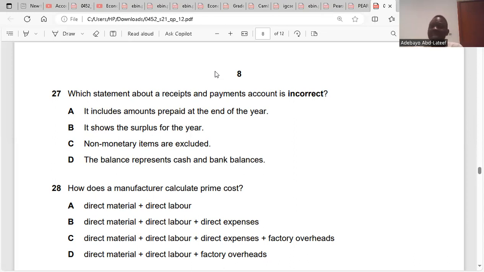Then the balance represents cash and bank balances. Do you understand? Because I told you earlier that as soon as your receipt and payment account is done, the balances go to your income and expenditure account, and there will be a deficit or surplus. Is it clear? So the answer is B, 27.